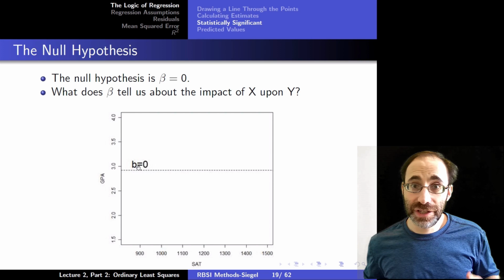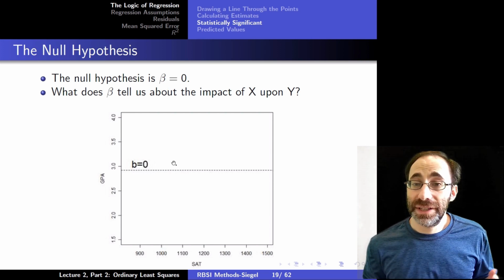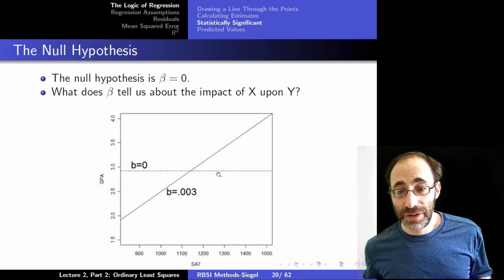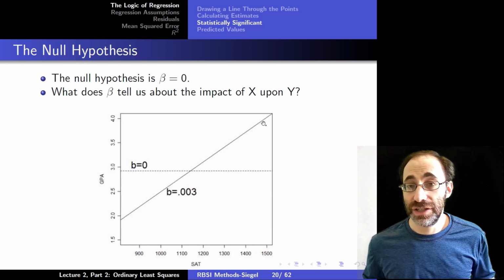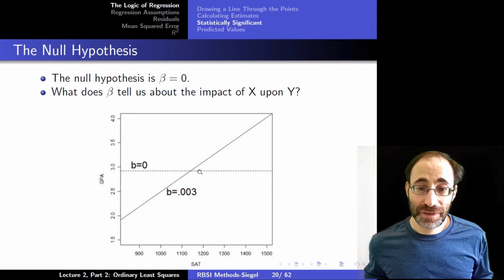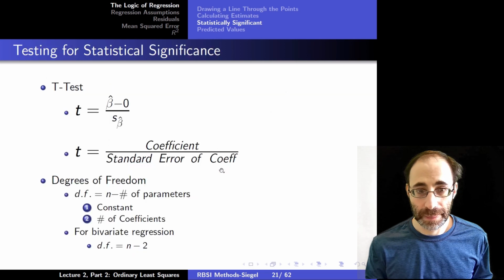Okay, so the null hypothesis on a two-tailed test is that beta equals 0. What does that tell us about the impact of x on y? Well, if beta equals 0, there's no effect of x on y. This line over here, however, is our estimated effect. So we're trying to see if the estimated effect is significantly different from the null of 0 over here.